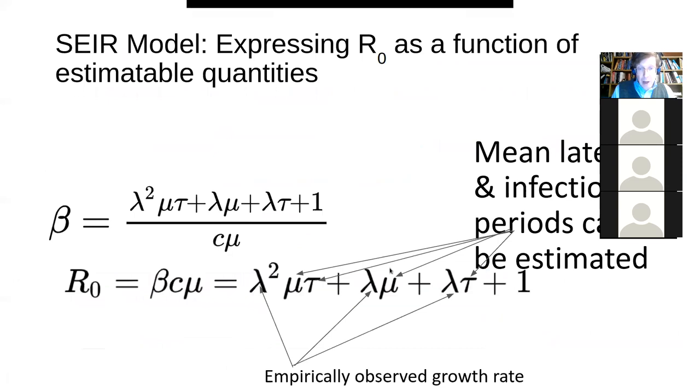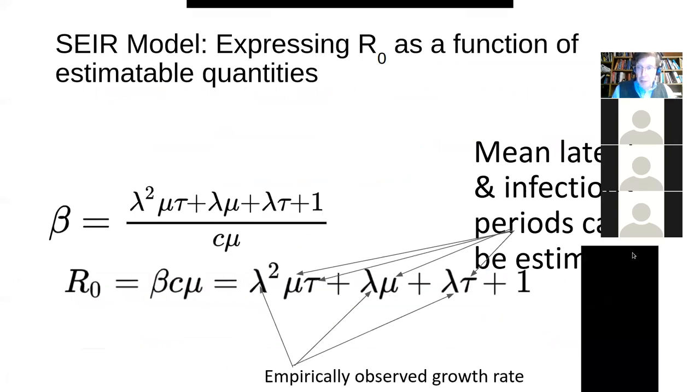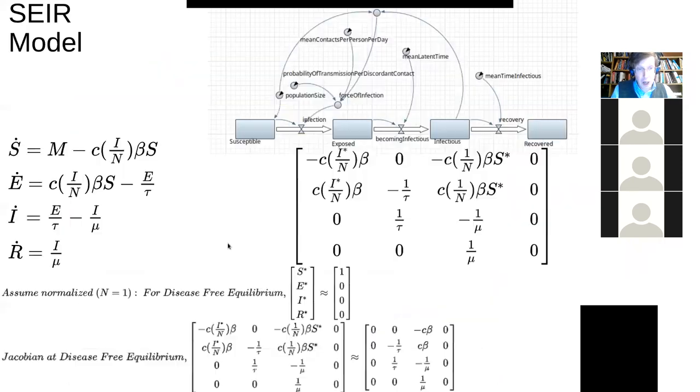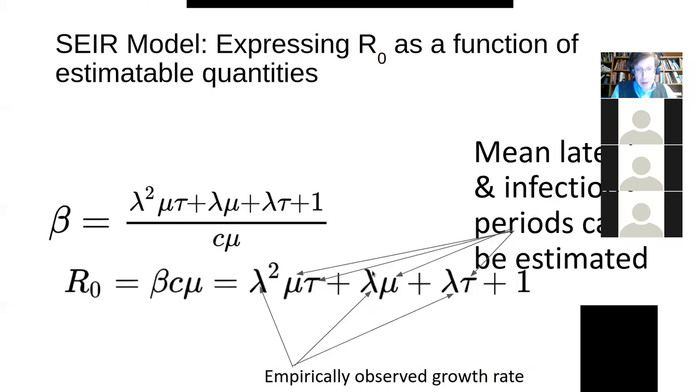So for example, here, if we could only estimate the mean latent and infectious periods. This may be a rate here rather than a mean latent time; I'd have to go check in the model. Lambda is the observed rate of growth. Mu is the mean time infectious. Tau is the mean time that one is in a latent state. If we had estimates for mu and tau, we could basically arrive at estimates for R0 based on these observed data. And this is very common.